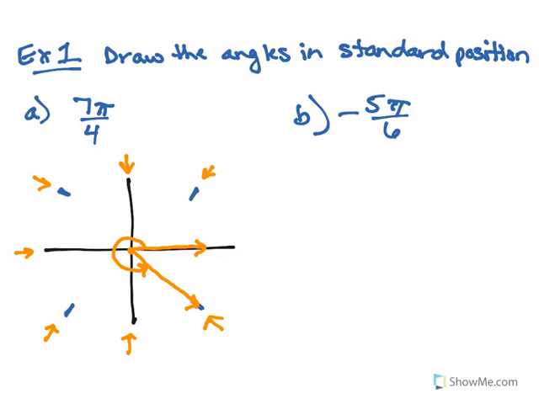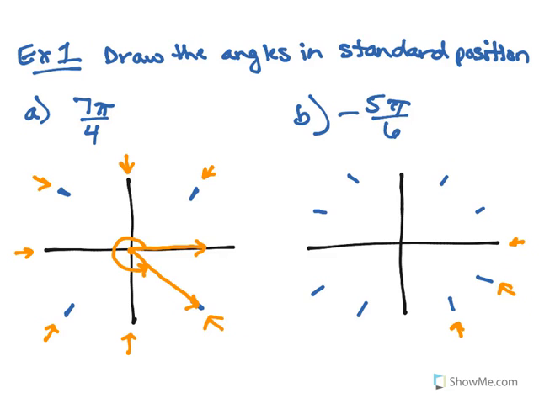Let's try negative 5 pi over 6. So I'm going to draw my axes. And then we're going to be counting by the sixths. So let's just put the marks where those pizza slices go. And it's negative, so we're going to count in the clockwise direction. So we start at 0, and then I've got 1, 2, 3, 4, 5. So my initial side is on the x-axis. My terminal side is over here, and since it's negative, we indicate that we went in a clockwise direction.